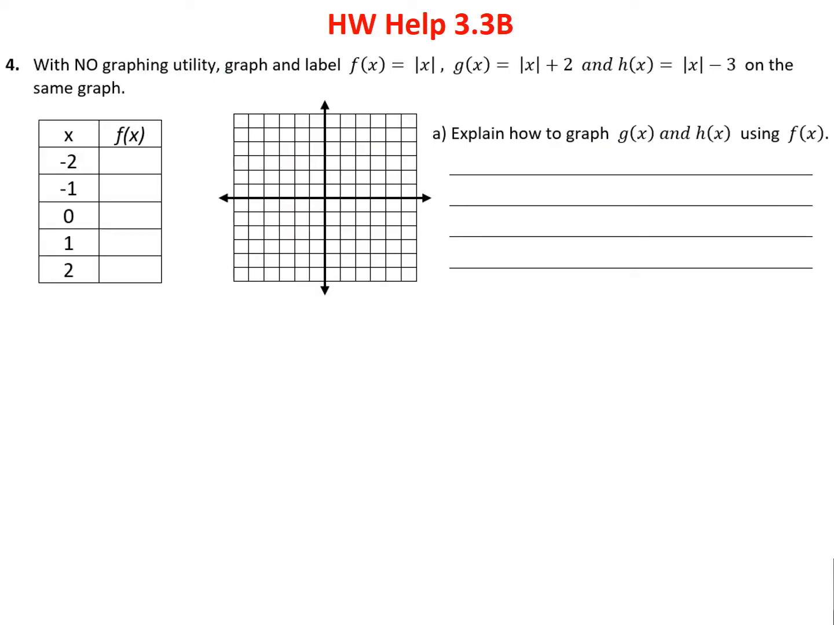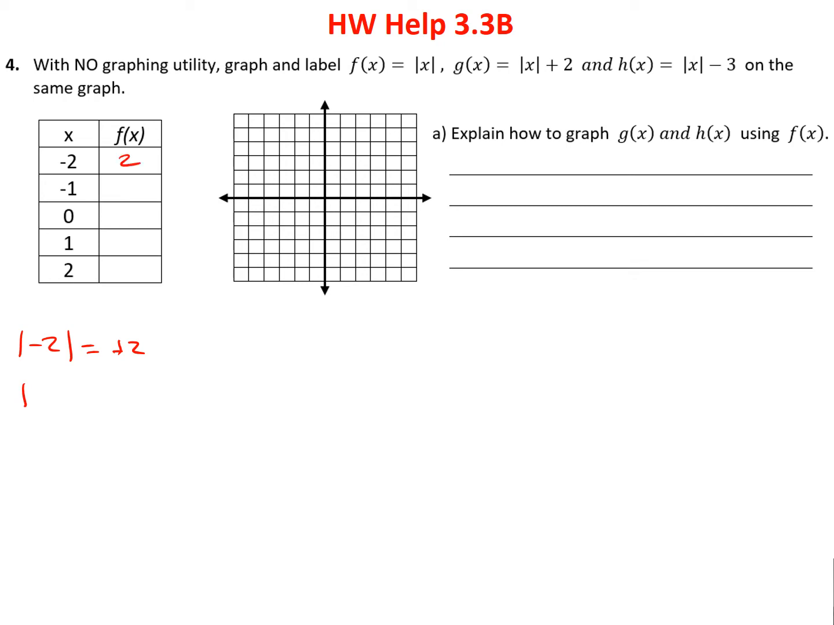Problem 4 has to do with the absolute value function. First of all, f of x equals the absolute value of x. Remember that absolute value is a distance. It's always, always, always positive. So for example, the absolute value of -2, how far is -2 from 0? If you look at a number line, it's +2.